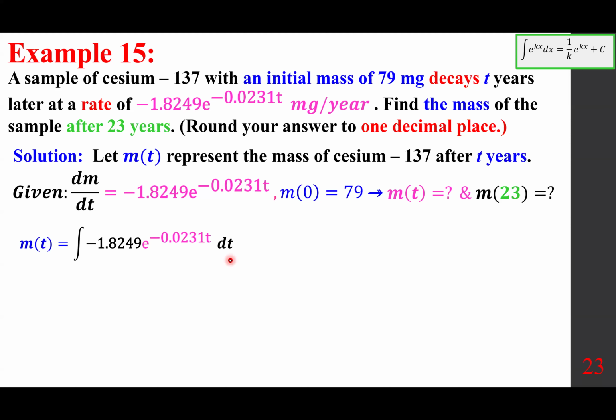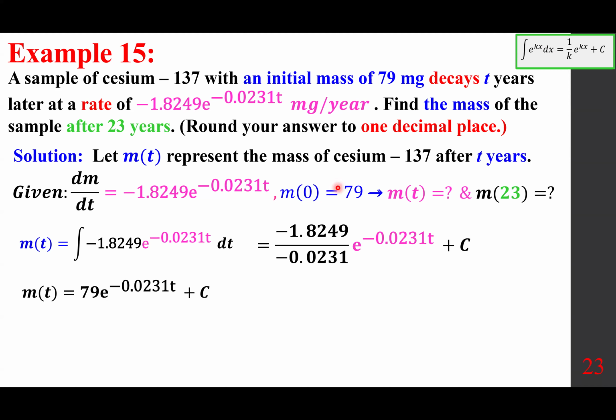As you know, in the case of e to the power of kx, the derivative and the integral are the same, except that for the derivative we multiply by k, and for the integral we divide by k. So we are going to divide by the coefficient of t, negative 0.0231, and of course, we add a constant. If you put it into a calculator, this is 79. And because M of 0 is 79, we can find the constant.